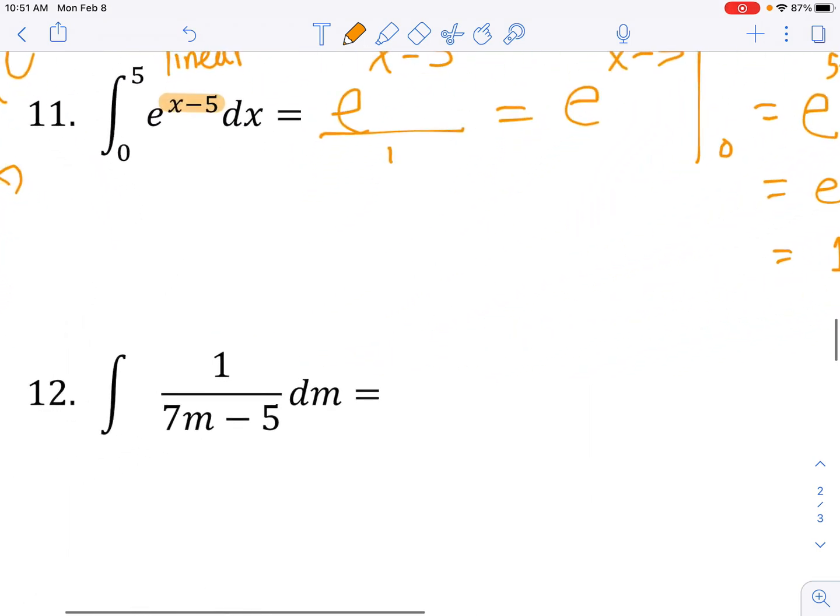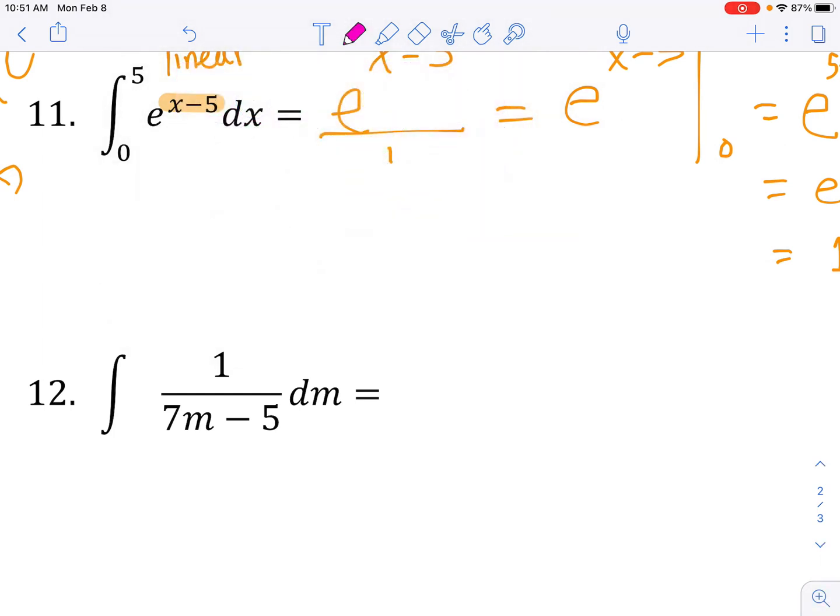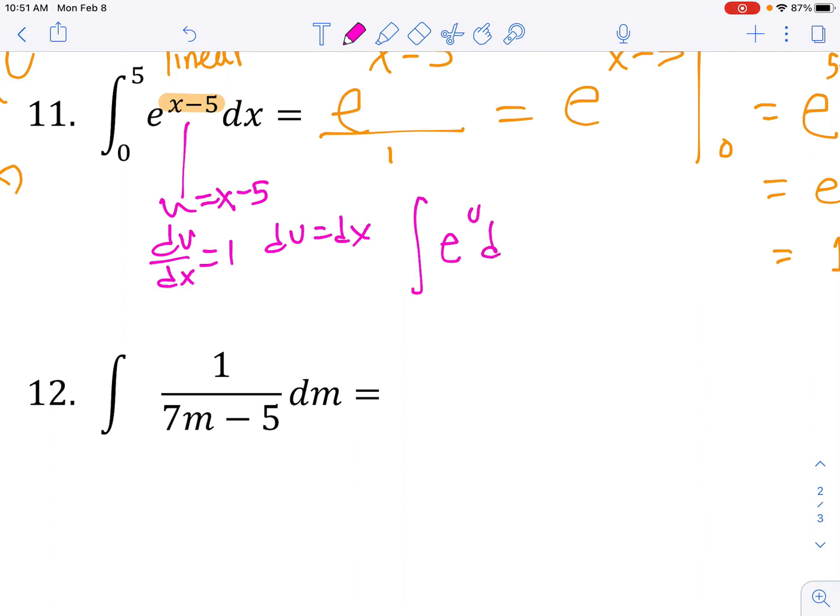Okay, so let's do that u sub now. I'll change colors for the u sub. Let's say this is your u, x minus 5. So your du dx is equal to 1. So your du is equal to your dx. It's a direct substitution. So that means we have e to the u du, and the antiderivative of e to the u du is e to the u.